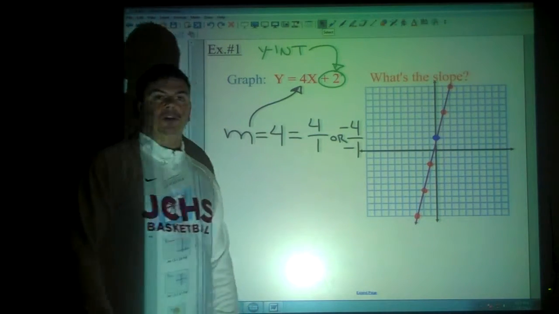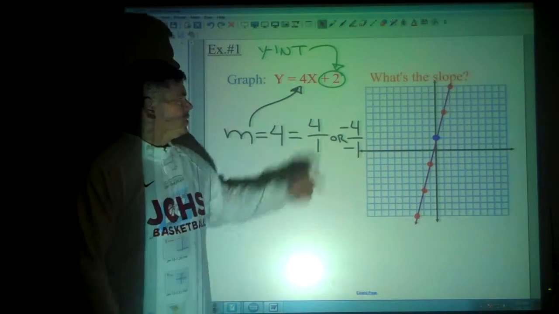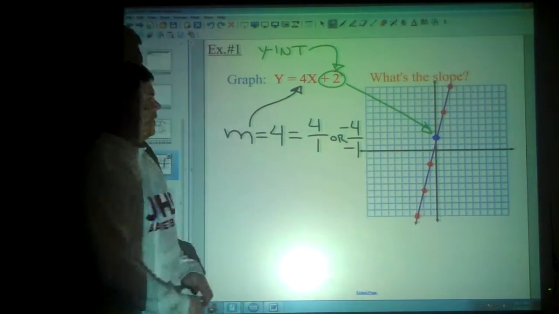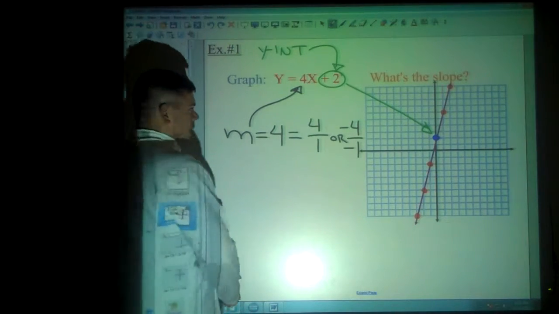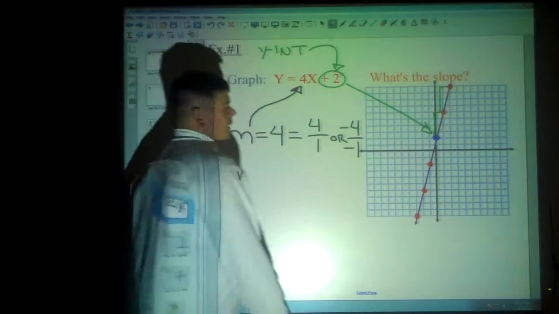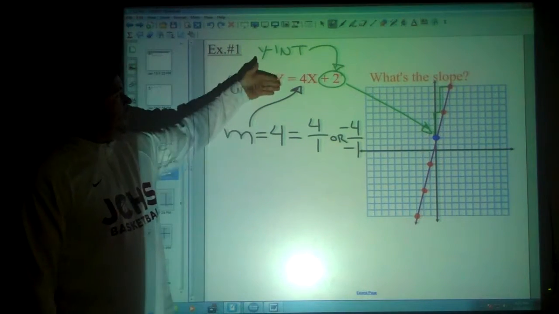No input-output table is needed. I need my y-intercept, which is right there. And then my slope tells me to go up 4 and right 1. So I go up 4, right 1, up 4, right 1, and that's how I graph this equation.